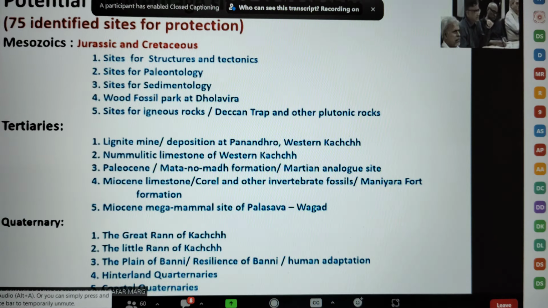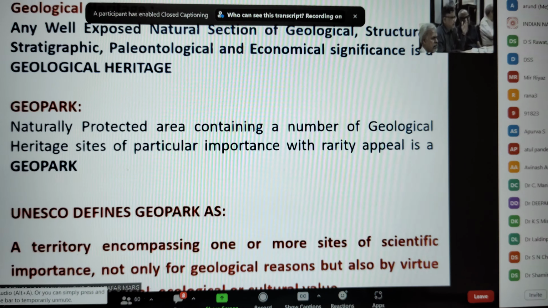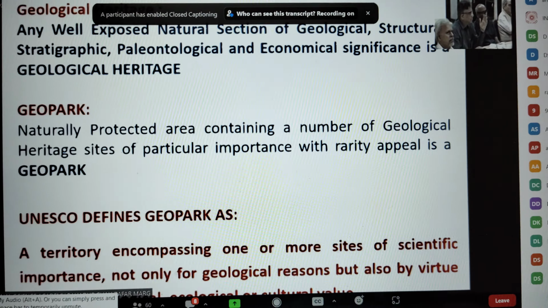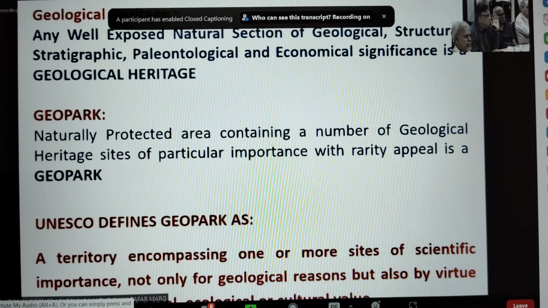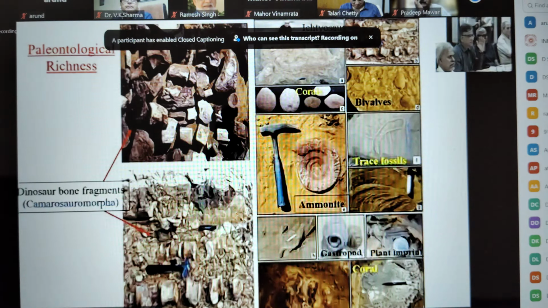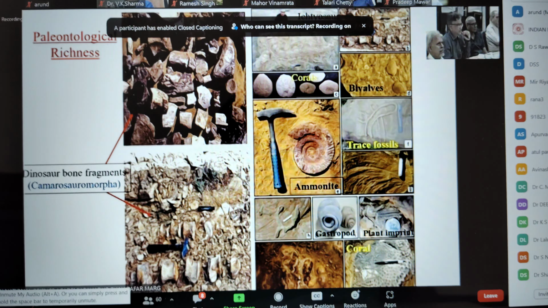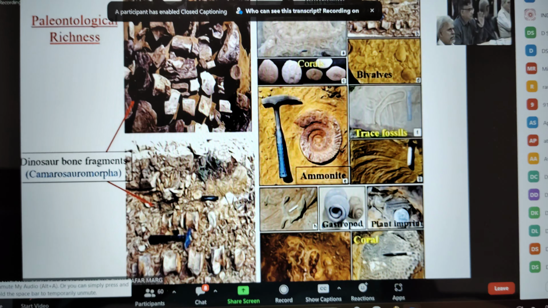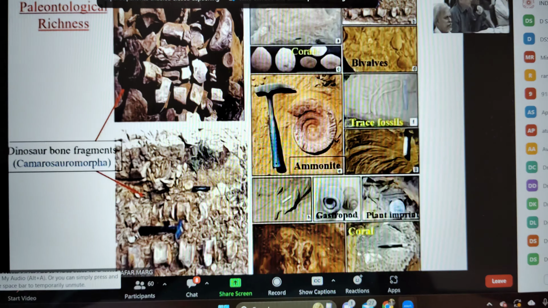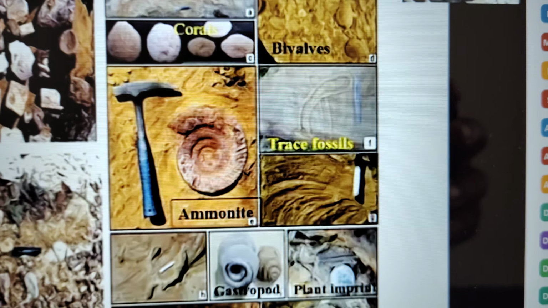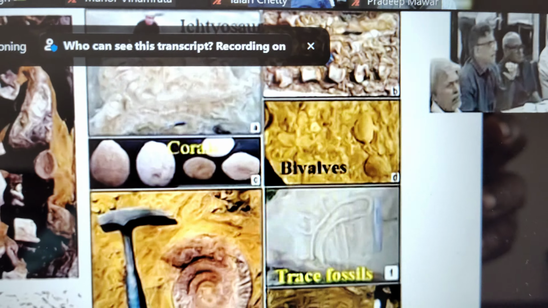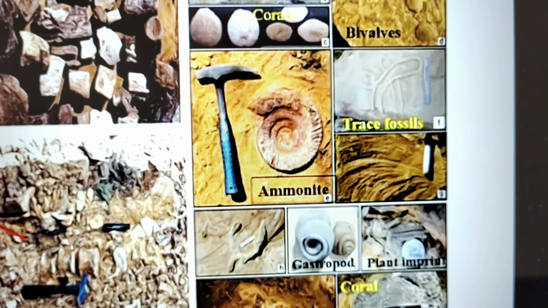And I'm skipping this geological heritage, geopark, UNESCO definitions, as these have already been discussed over the last 2-3 years. So I'm just skipping it. We just move to the richness of different geoheritage in Kachch Basin and how and when they are going to be vanished.